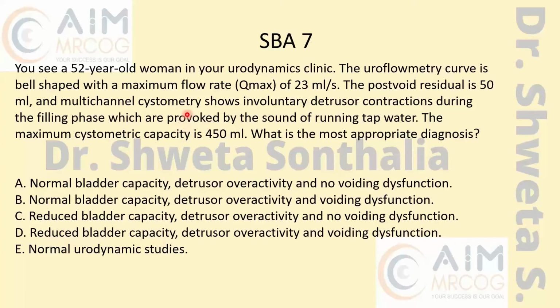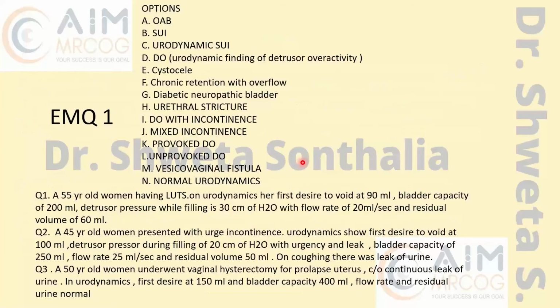Normal is out because there is provoked detrusor overactivity. So your answer is detrusor overactivity. It's A. So if you remember the normal value, you can make your answer. If you don't remember the normal value, you cannot make your answer. So the key is A. Very good.